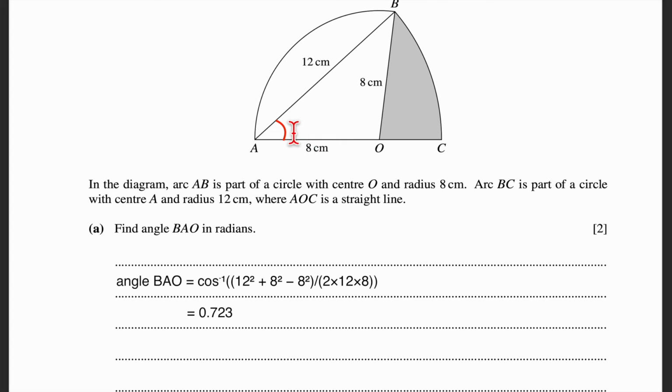So what you need to use is the cosine formula, or the cosine rule. So the cosine rule in this case would be the inverse cosine of one of these lengths squared, so 12 squared, plus the other length touching the angle squared, so 8 squared, minus the length that doesn't touch the angle, 8 squared, all over 2 lots of this length times that length. So 12 squared plus 8 squared minus 8 squared, all over 2 lots of 12 times 8. Find out what that fraction is, then inverse cosine it, and you get your angle using the cosine rule, which is 0.723 radians, rounded to 3 significant figures.